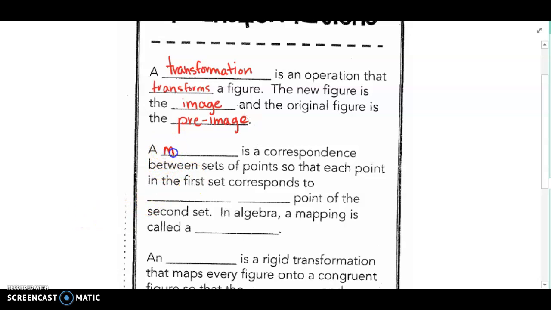All right, a mapping is a correspondence between sets of points so that each point in the first set corresponds to exactly one point in the second set. If you think back to algebra, this is called a function.